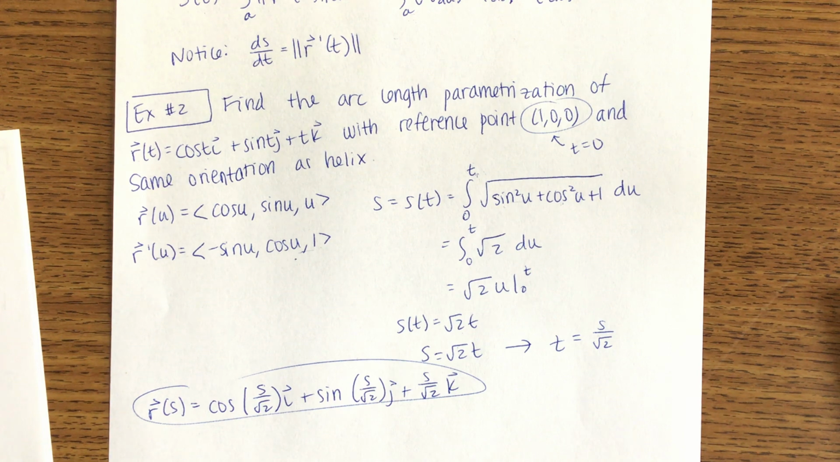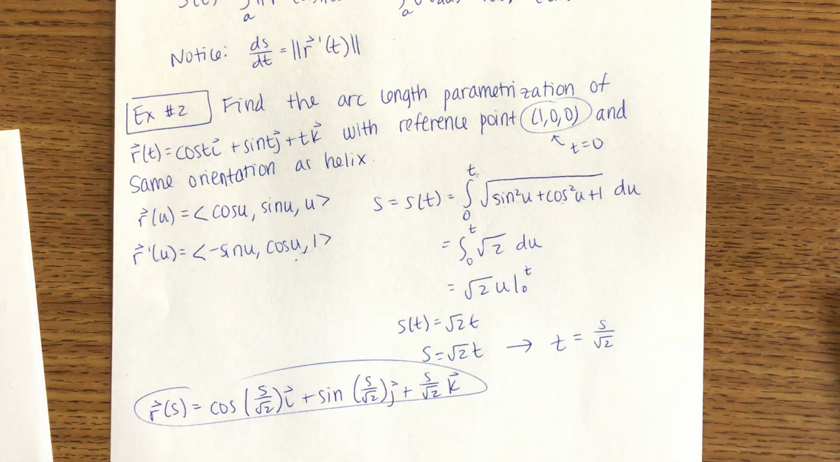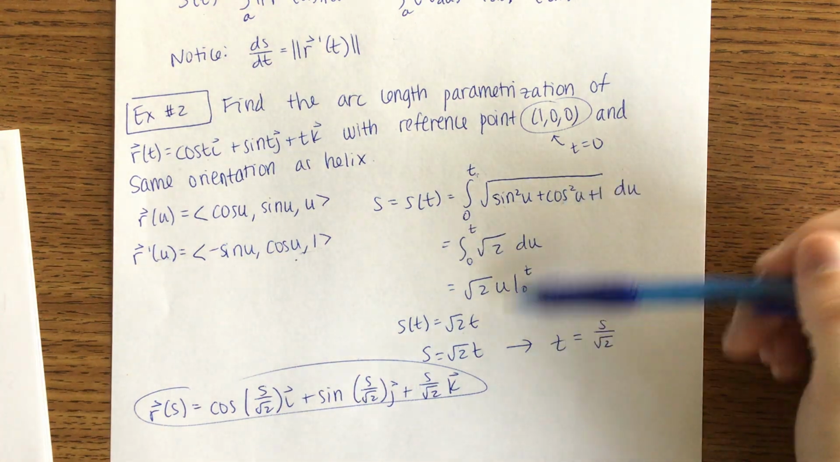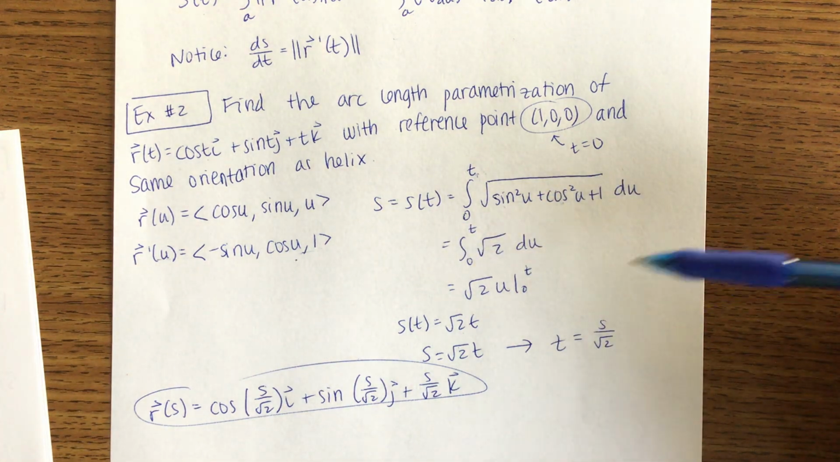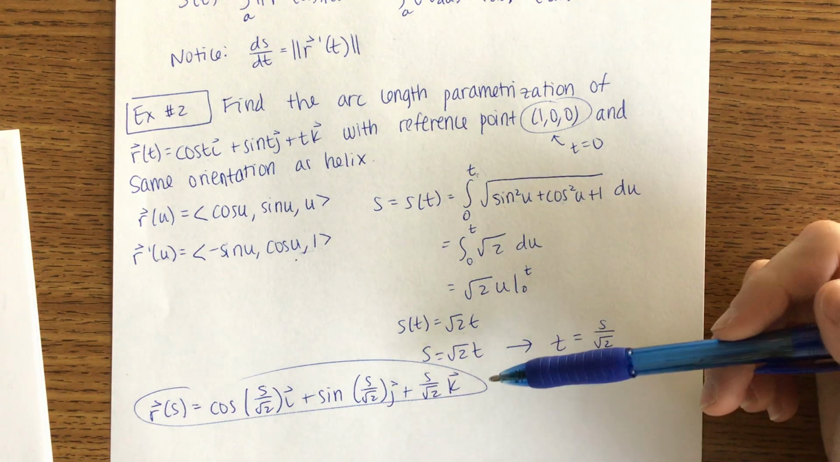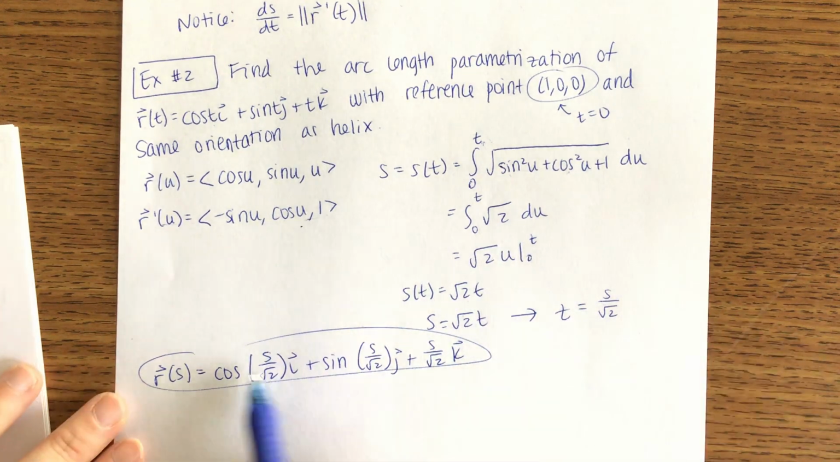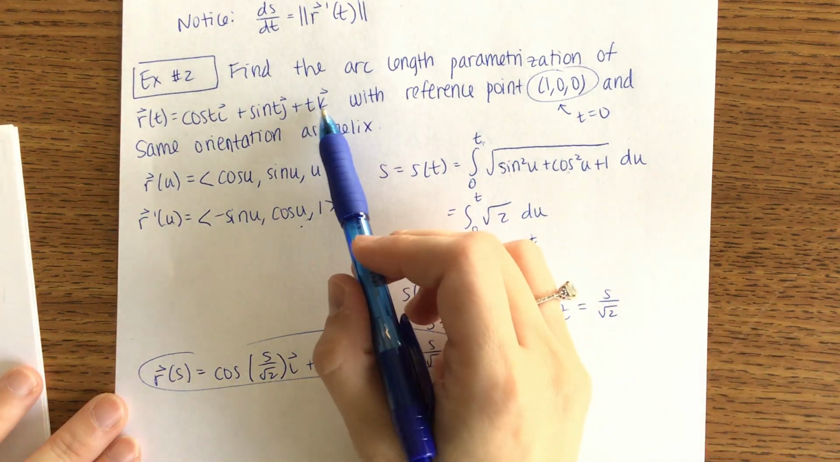Okay, so two things we need to talk about with this. First thing, with the original problem, I said you had to have the same orientation. So this function has to be going around the curve in the same orientation that the original one was. And I just kind of ignored that. Anytime you use this arc length formula, it's always going to be the same orientation. So anytime you go through this process, it'll be the same orientation. You don't have to worry about that.